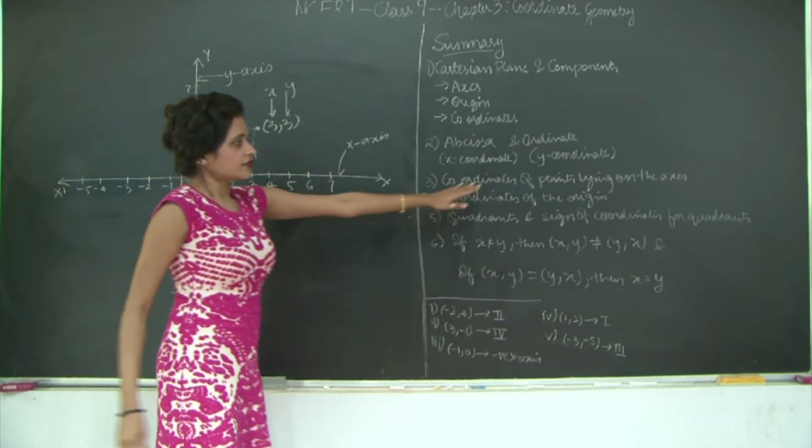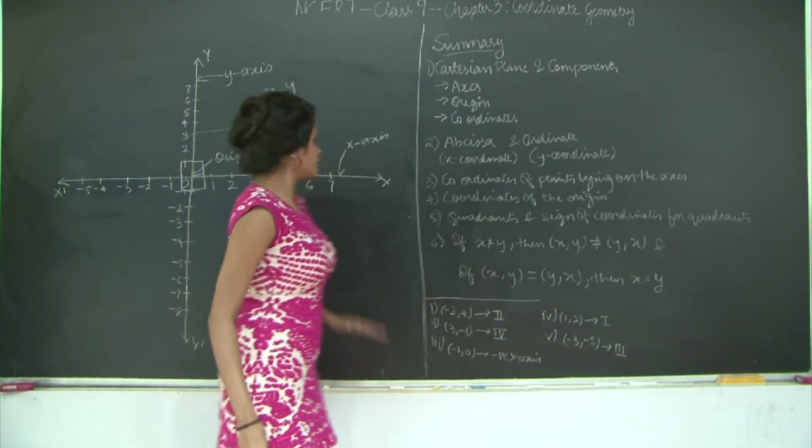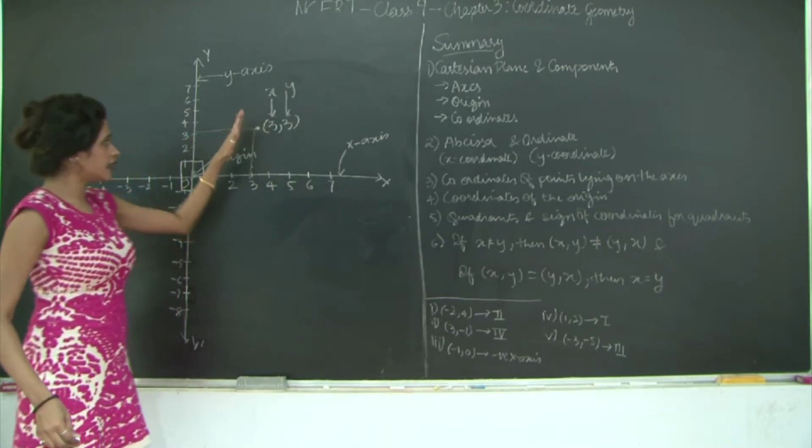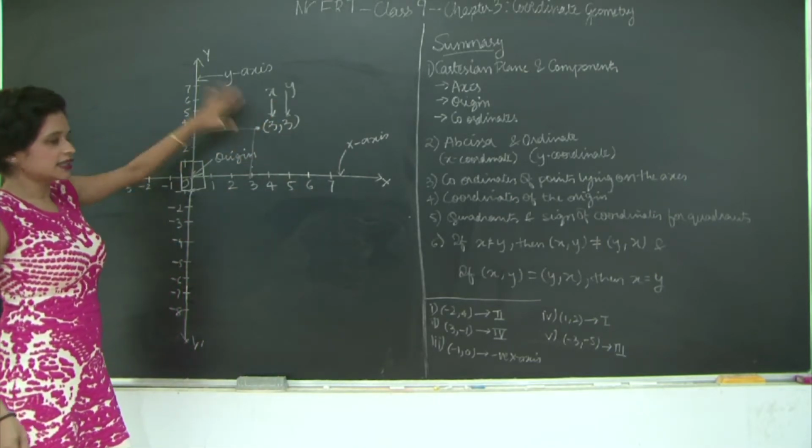Now coordinates of the points lying on the axis. First of all, we saw coordinates lying anywhere on these planes, right?